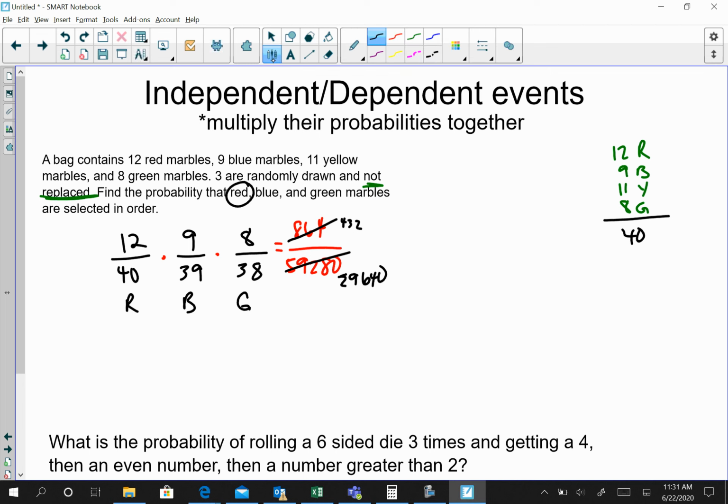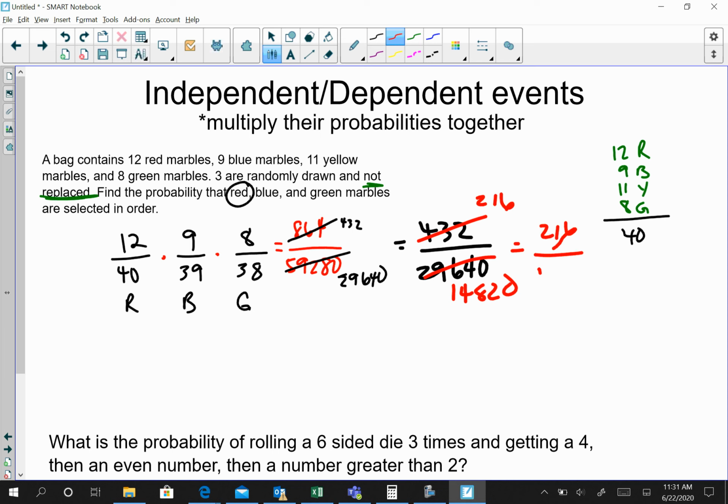Okay, so what I have now is 432 over 29,640. Divide both of these by 2. I get 216 over 14,820. Again, I'm just choosing 2 because these are even, and that's the easiest way. If you know a bigger number that goes into these, do that. 216 divided by 2 becomes 108.